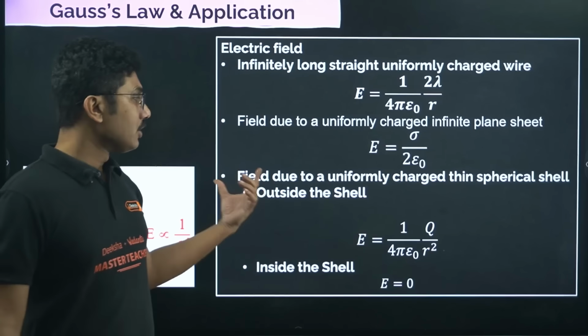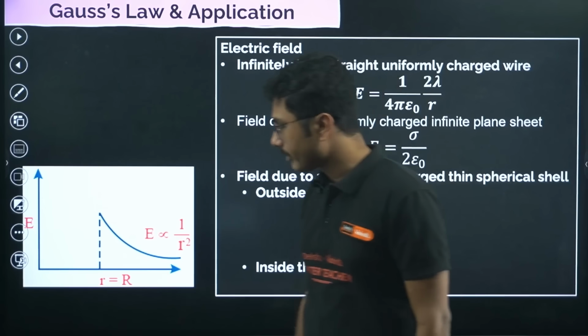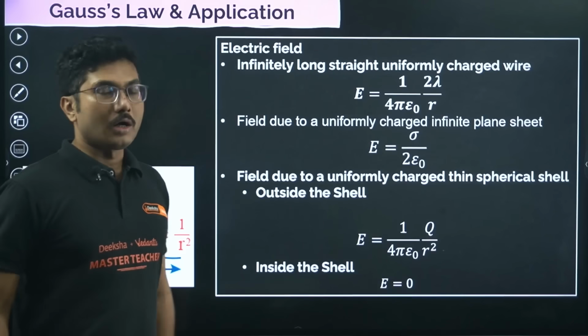Okay, now if you plot the graph of electric field due to a shell, the graph looks like this. Up to this point everything is 0, suddenly it drops as proportional to 1 upon R square. Okay, so this is a very important graph for your exam as well.